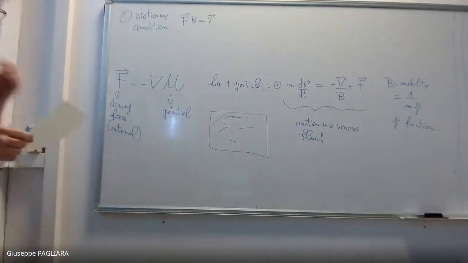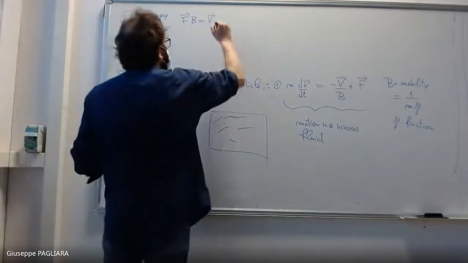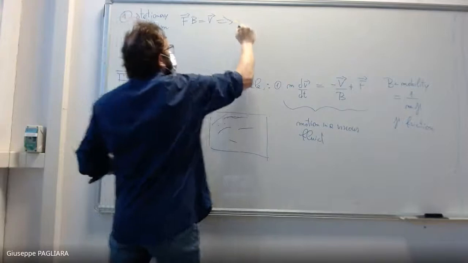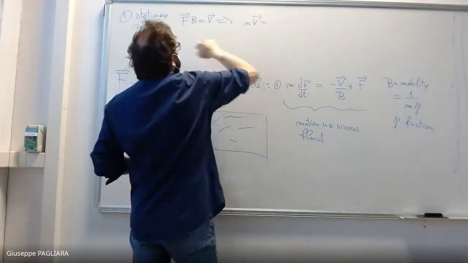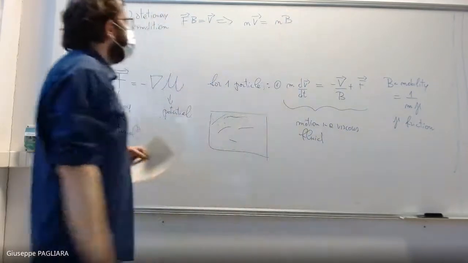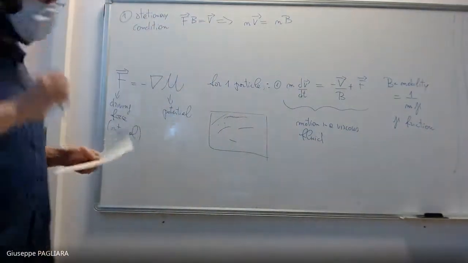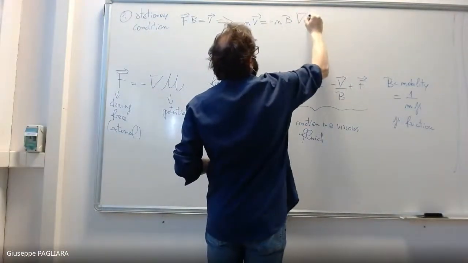Therefore, now if I multiply by n, where n is the density, I get that Nb times F. But what is F? F is minus the gradient of u. Minus the gradient of u.